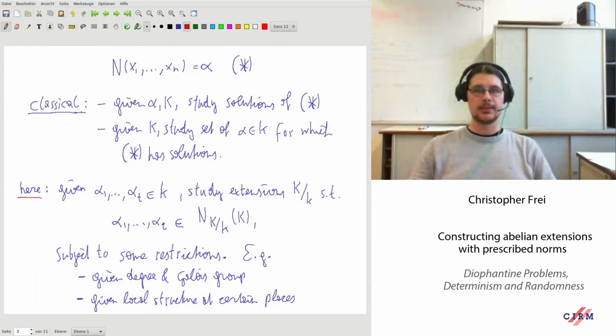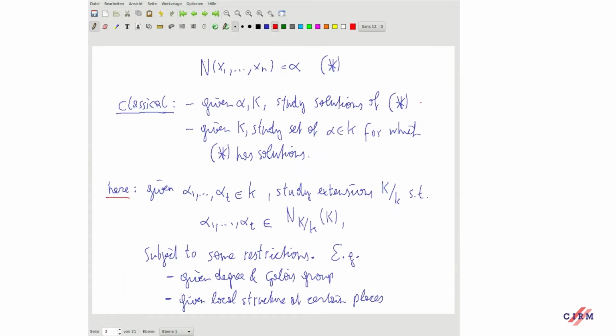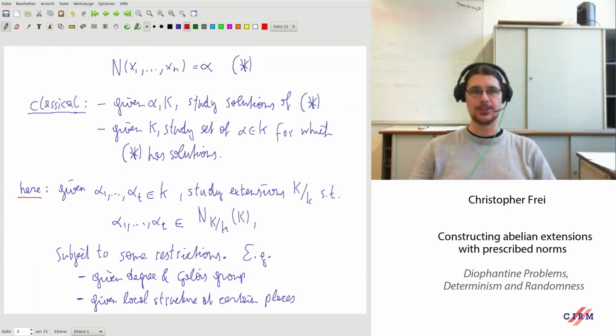These are very classical objects. Two kinds of questions at least have been studied extensively. First, given an alpha and a number field k giving you the norm form, you study its solutions. Are there solutions, and so on. Secondly, given just a number field k, people have also studied the set of alpha for which this equation has a solution, for example asymptotics, how large this set is, and so on.